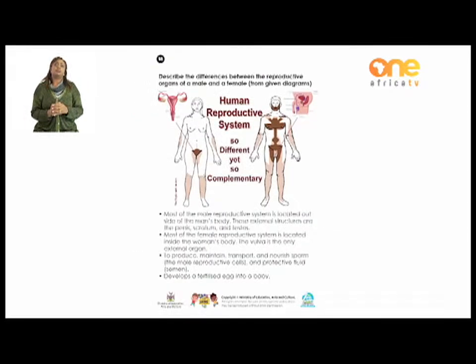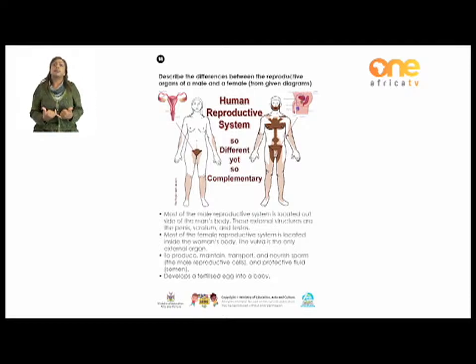And for most of the male reproductive system, you will find that it is located outside of the man's body. And these external structures are the penis, the scrotum, and the testes. Most of the female's reproductive system is located inside the woman's body. The vulva is the only external organ, and it houses, yes, other organs, but it will be the only one visible from outside.